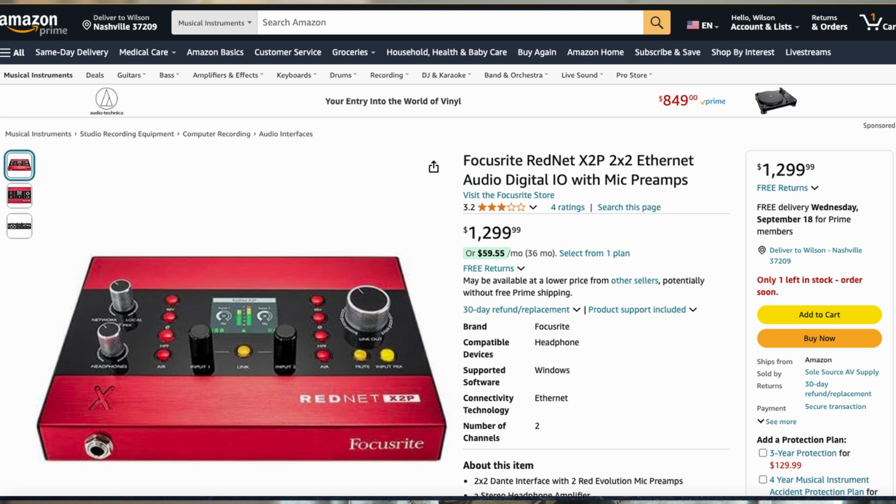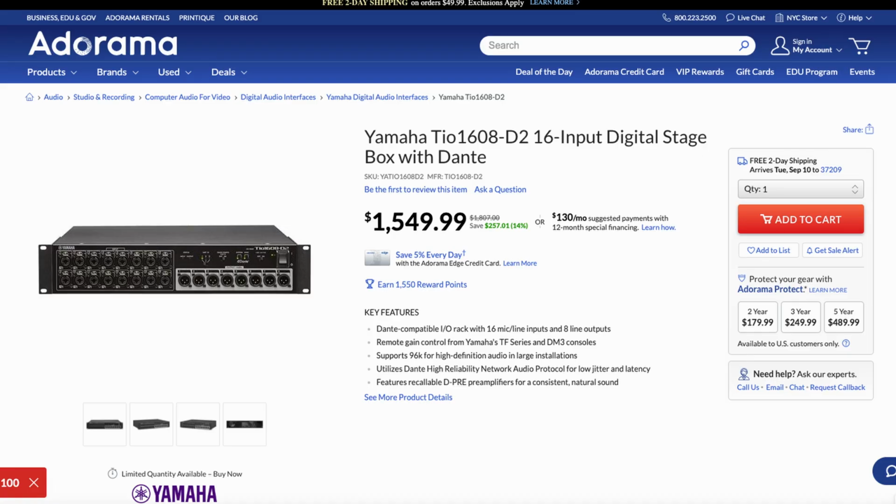Now let's first go over the hardware that you would need to set up your Dante setup. First, you could buy the Focusrite RedNet X2P interface. Now this interface is not super cheap. It comes in at $1,300. As another option, you could also check out the Yamaha TIO1608. This interface is actually more expensive, at roughly $1,500, and it also has a lot more inputs and outputs, which would be more useful for a larger studio.